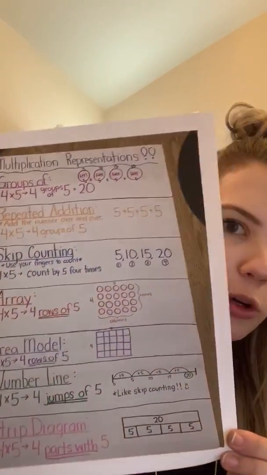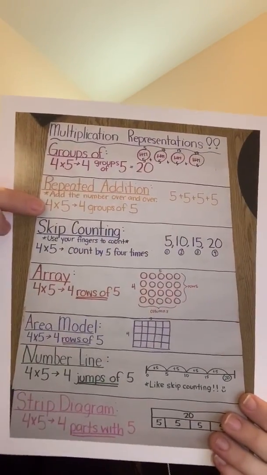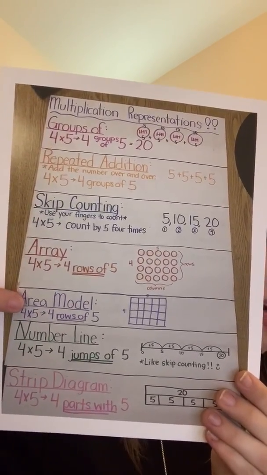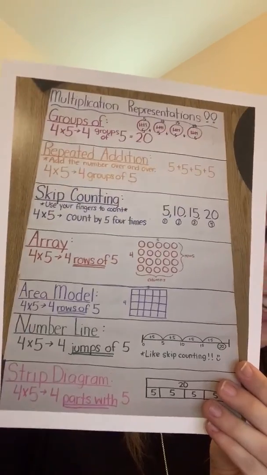We also have the standard algorithm, which is, for example, 4 times 5 equals 20 with just the numbers. We also have all of our skip counting songs. Y'all remember all of this stuff, right? So when you come to a problem for multiplication, the best thing to do is to draw a picture. You can draw a picture, and these are your pictures. You can draw groups of, repeated addition, skip counting, array, area model, number line, or a strip diagram.